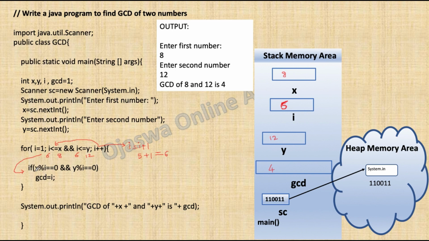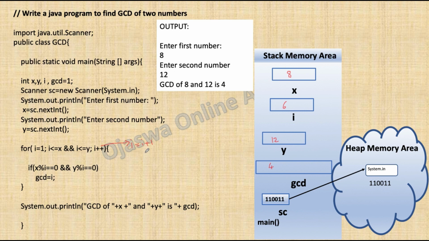Now here the if statement is executed. Value of x is 8 divided by 6. The remainder is not 0. Hence the condition becomes false, and control of the program will not come inside the if block, and the value of GCD does not change. From here, control of the execution will go to the increment statement.